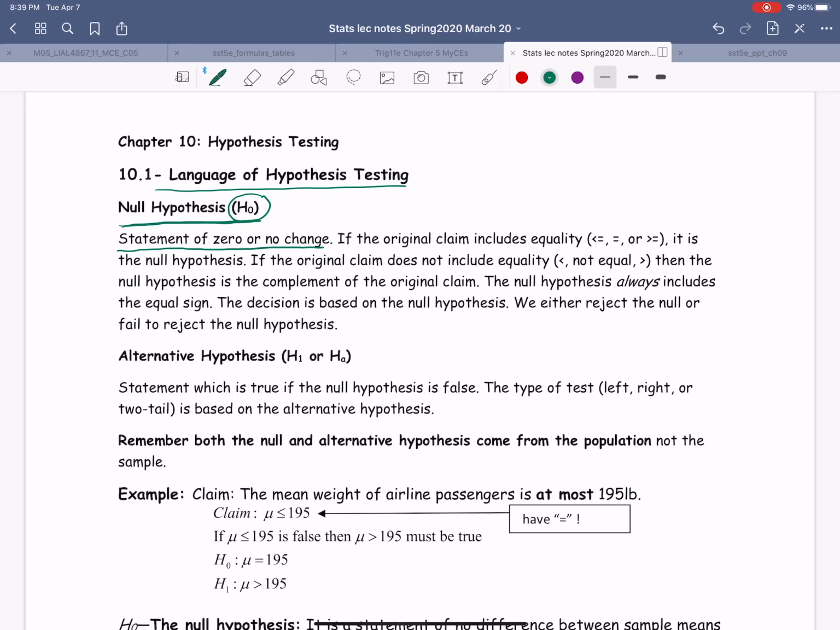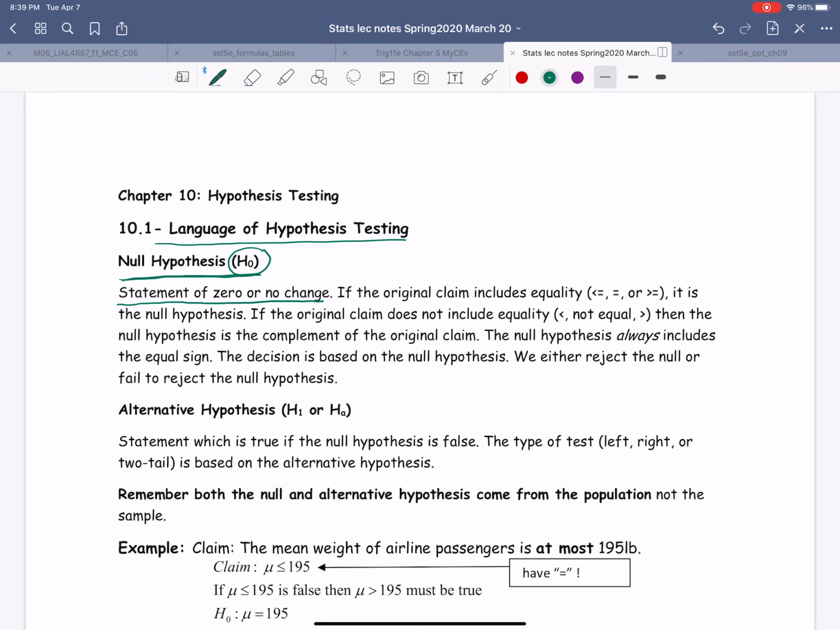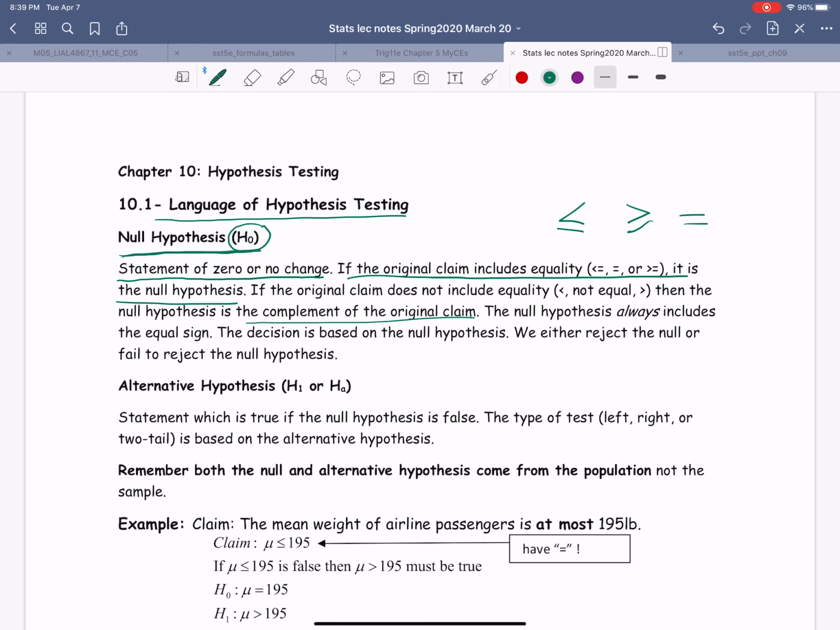If the original claim includes equality, it is the null hypothesis. If the original claim does not include equality, equality means it could be less than or equal to, greater than or equal to, or equal to. If it does not include equality, then the null hypothesis is the complement of the original claim. The null hypothesis always includes an equal sign. Keep in mind, H0 either has a less than or equal to, greater than or equal to, or equal to sign.